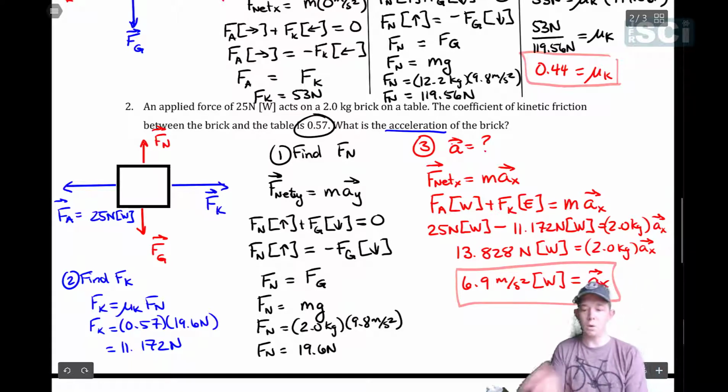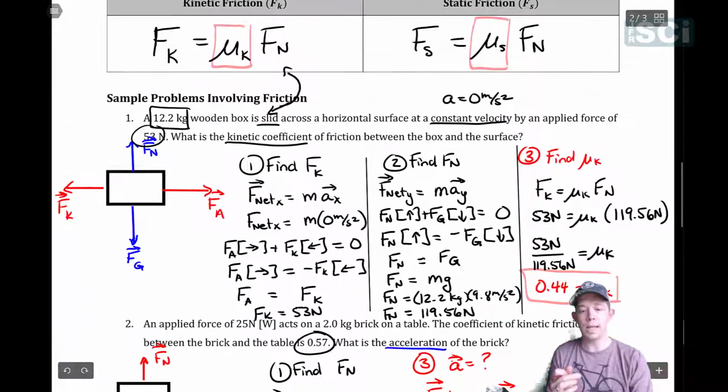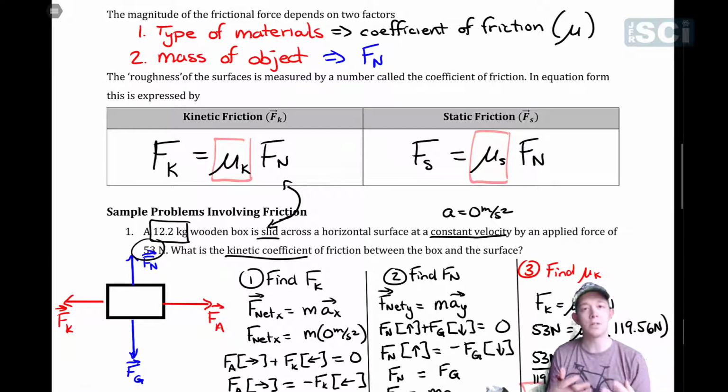All right, so there we go. We've determined the acceleration of the brick. So in this lesson, we looked at the difference between kinetic friction and static friction. We introduced the idea of limiting static friction, and we came up with some algebraic representations of how I calculate the magnitude of friction.